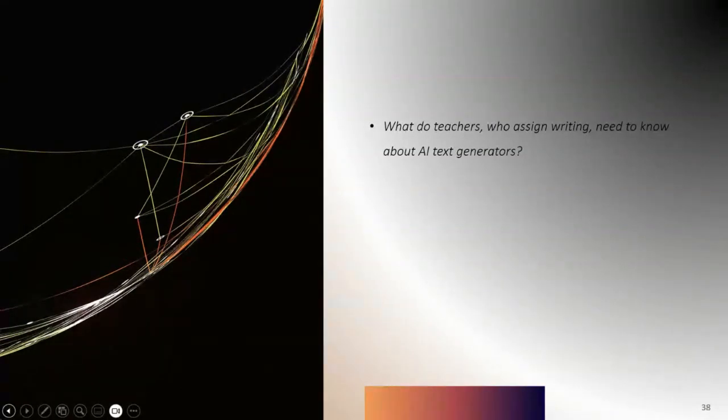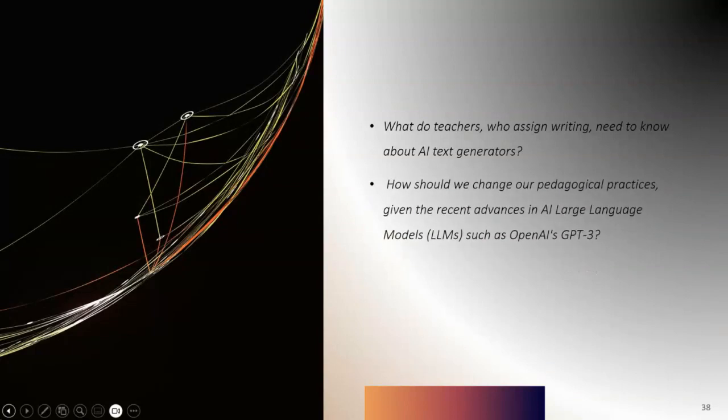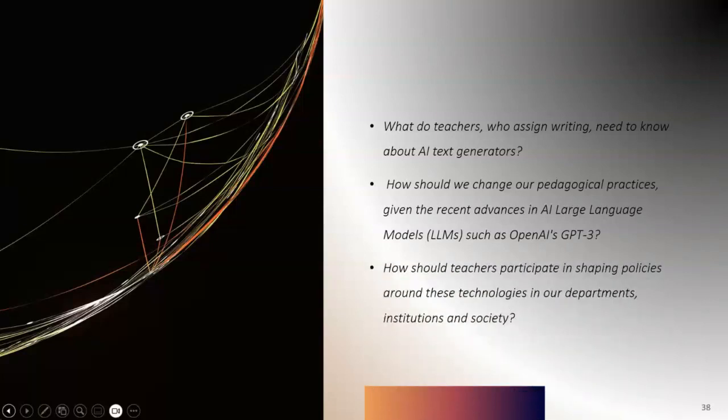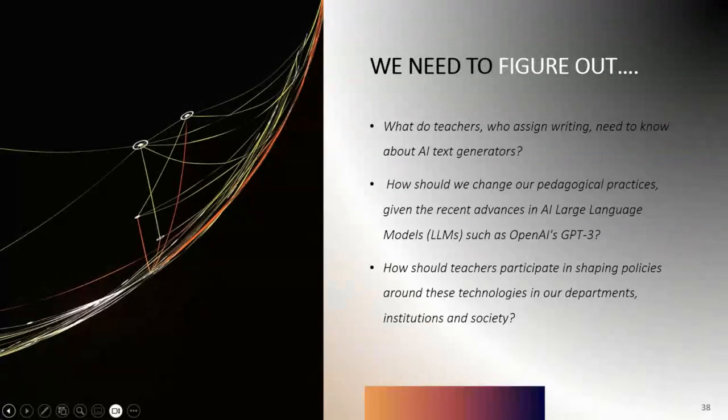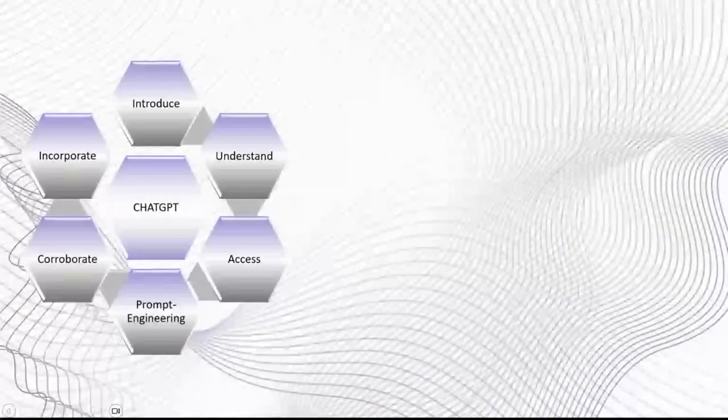what do teachers who assign writing need to know about AI text generators? How should we change our pedagogical practice given the recent advances in AI large language models, LLMs, such as OpenAI's GPT-3? How should teachers participate in shaping policies around these technologies in our departments, institutions, and society? We need to figure out. Fair enough? Okay.